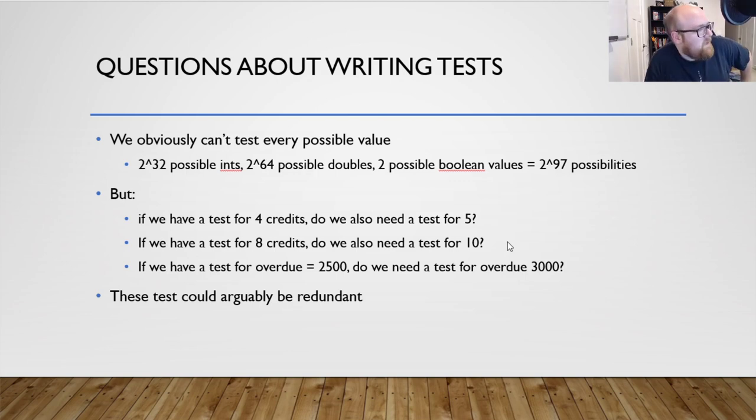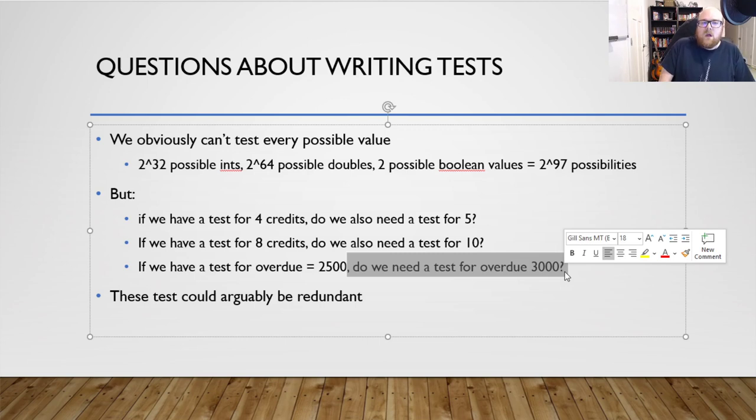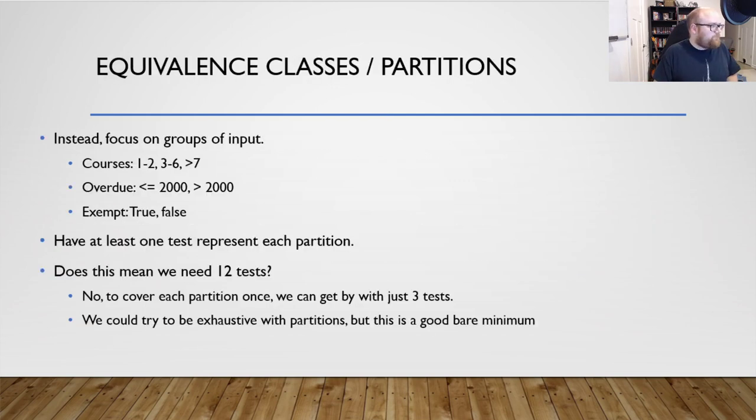Sorry. Again, they fall into the same bucket. Do we really need to have those tests? If we have a test with overdue equal to 2,500, do we need a separate test for 3,000? No, we don't. So these tests would arguably be redundant. And as we talked about, while we want to do as many tests as we need, we don't need to test so much that it actually wastes time. Time to market is a risk factor.